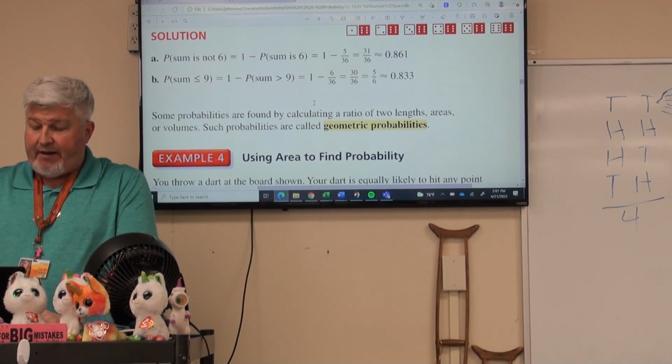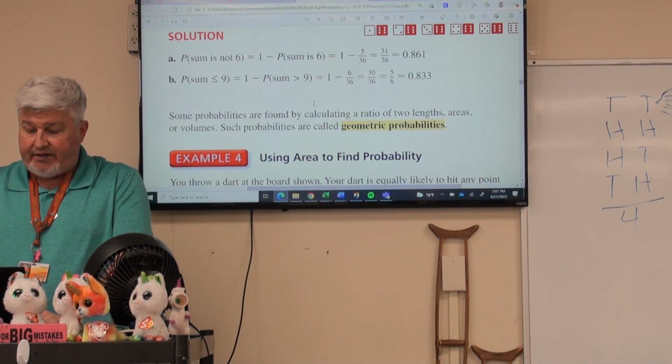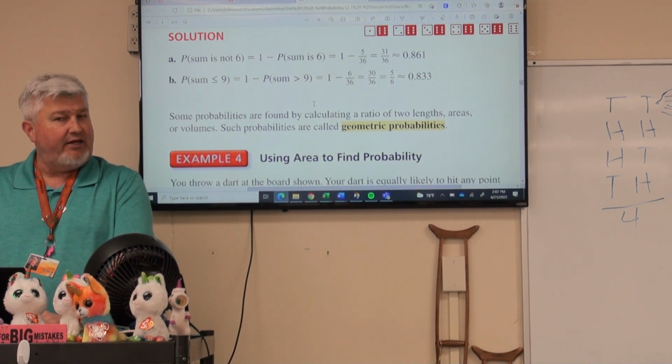Some probabilities are found by calculating a ratio of two lengths, areas, or volumes. Such probabilities are called geometric probabilities. See, that's why it's in geometry.